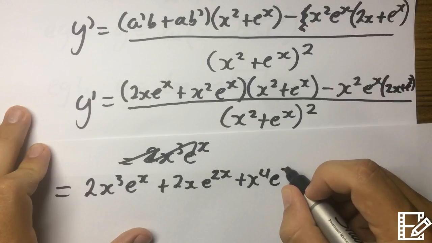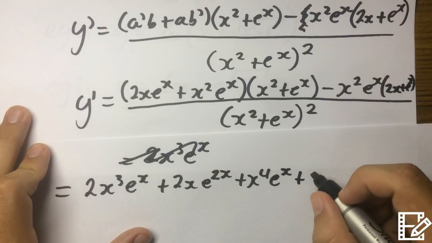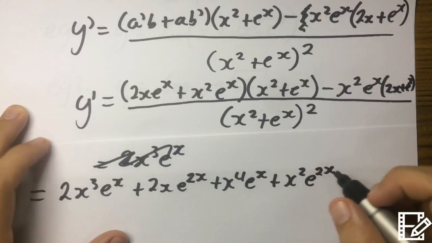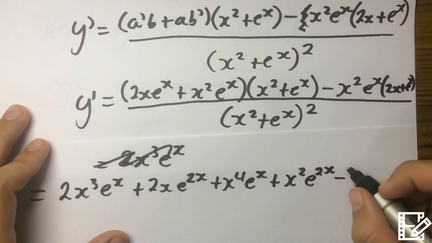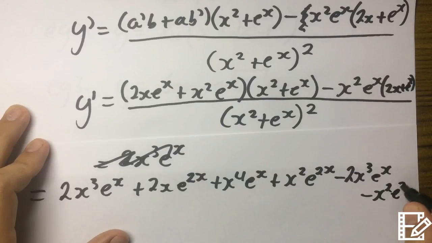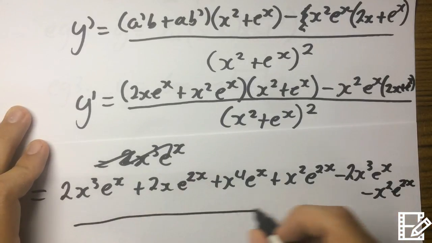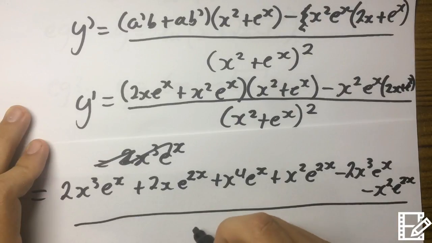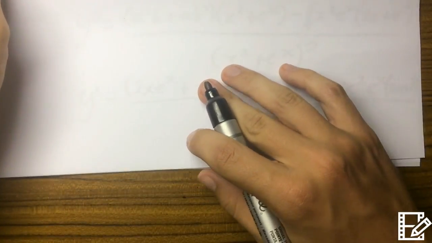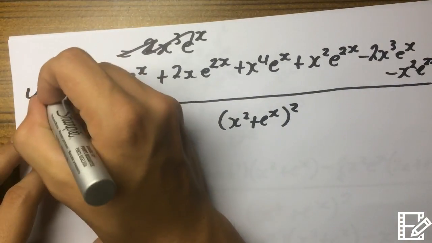multiplied by e to the power of x plus x squared multiplied by e to the power of 2x, subtract 2x to the power of 3 e to the x, and then subtract x squared e to the 2x, all over x squared plus e to the x. I'm not going to expand the bottom, I don't think I should yet. So this is what we've got.